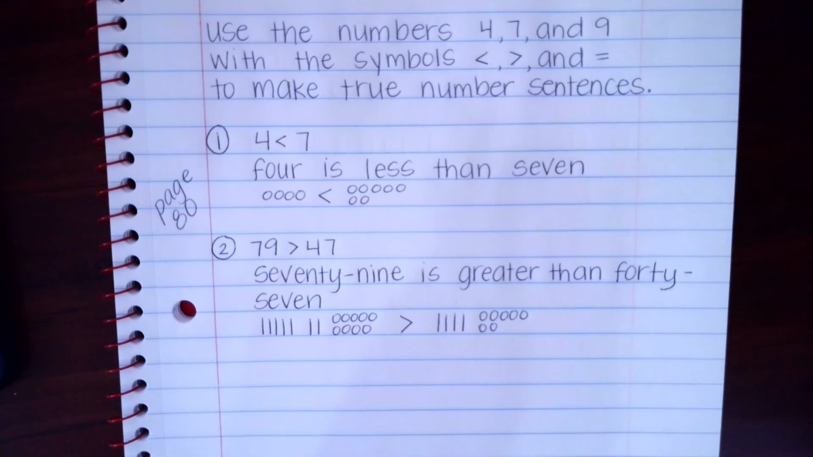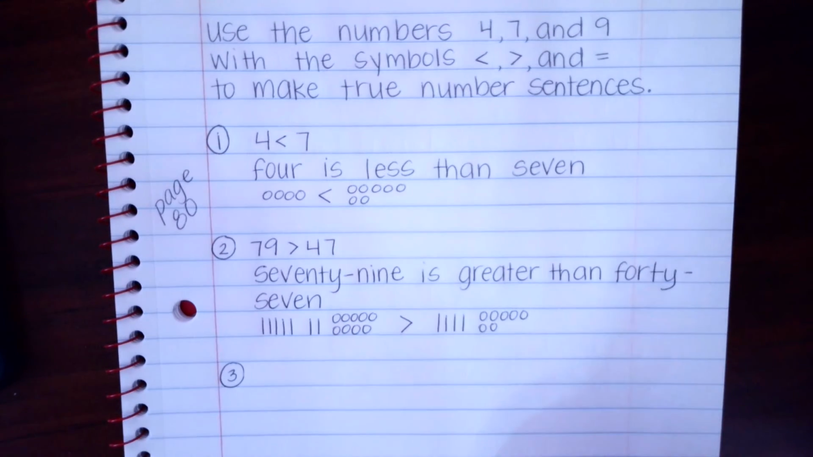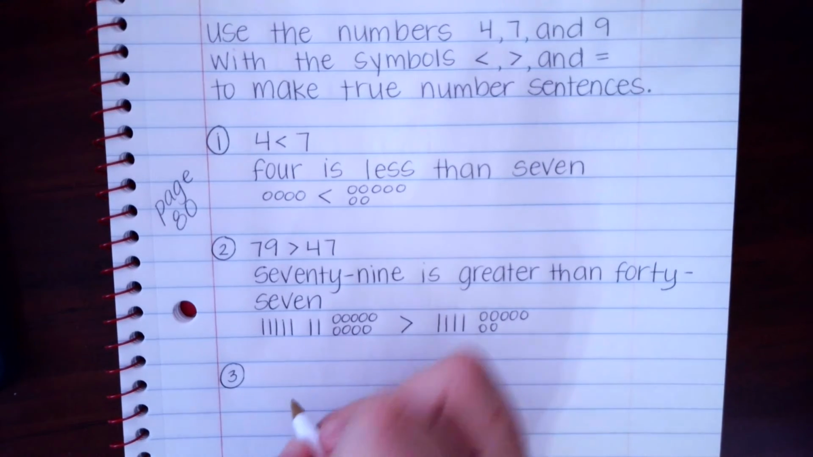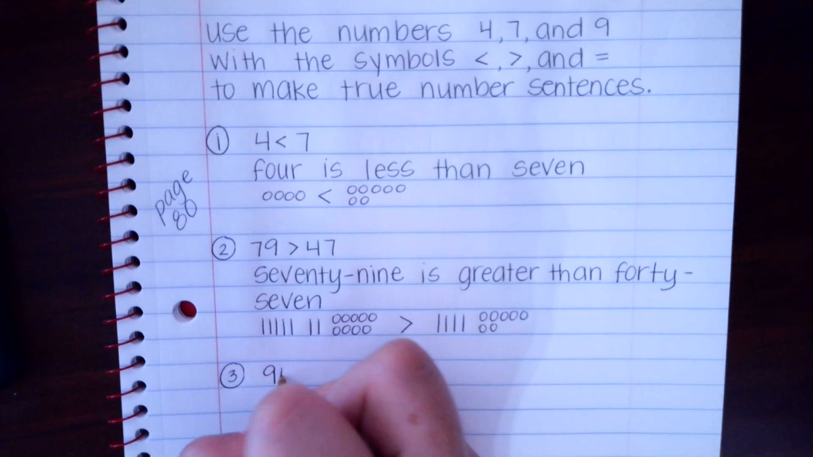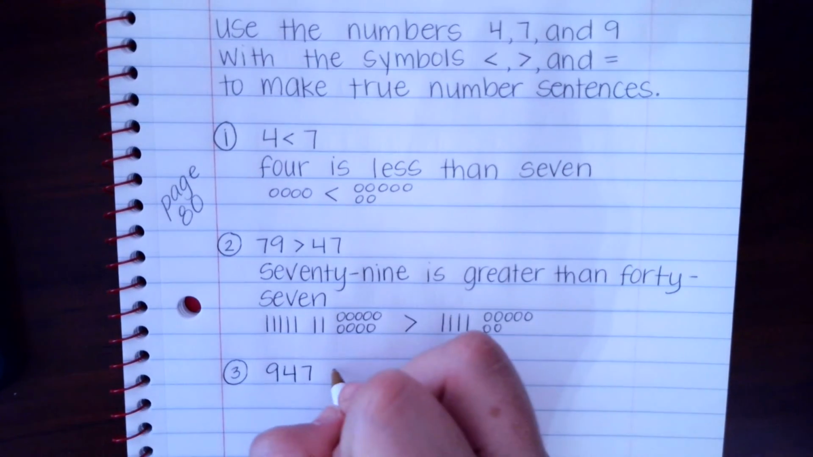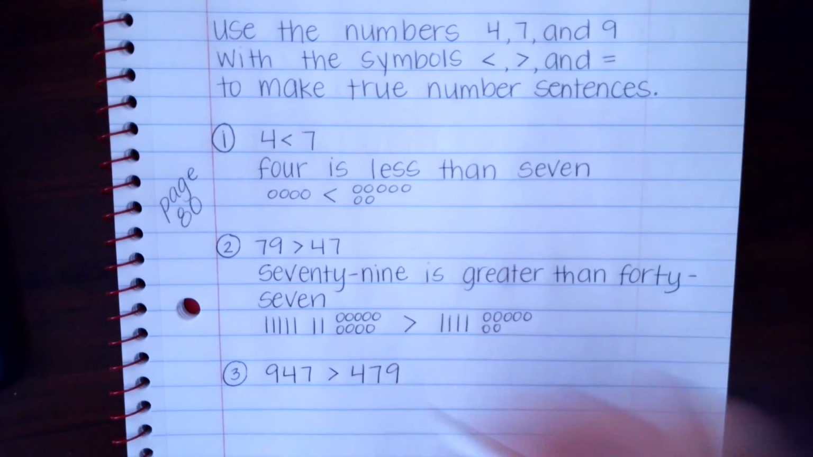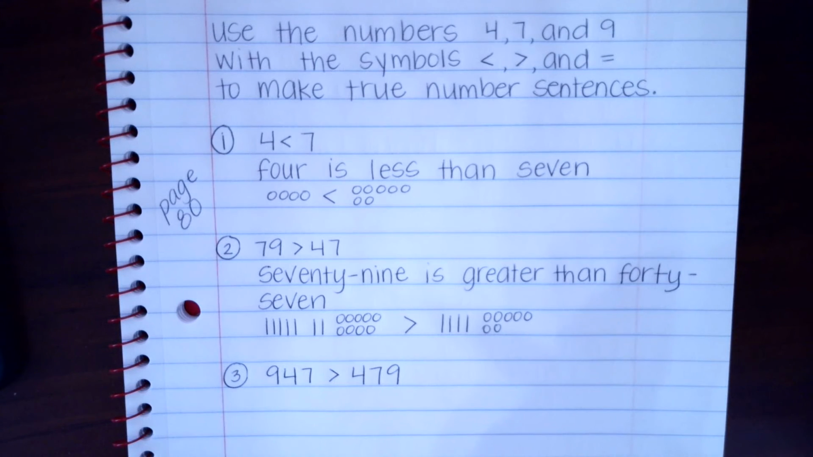You can do 3-digit numbers. Let me give you an example. Number 3. So let's do 947 is greater than 479. So I'm going to go through those same steps. I'm going to write it in word form and I'm going to write it in picture form.